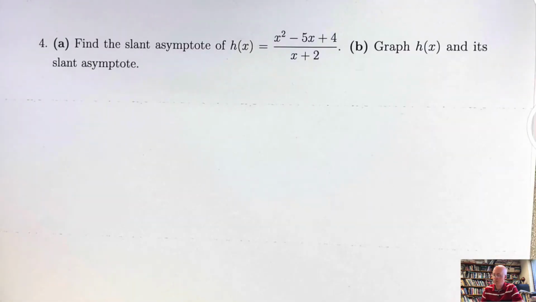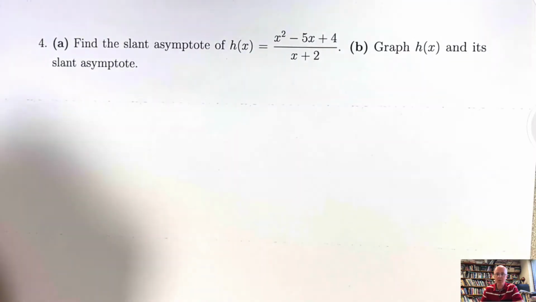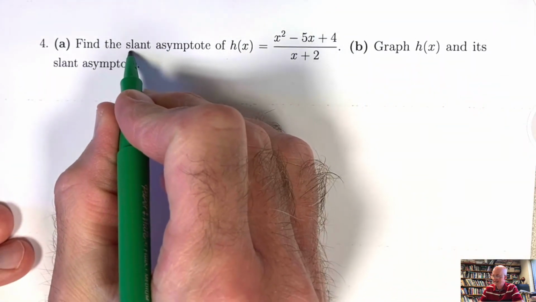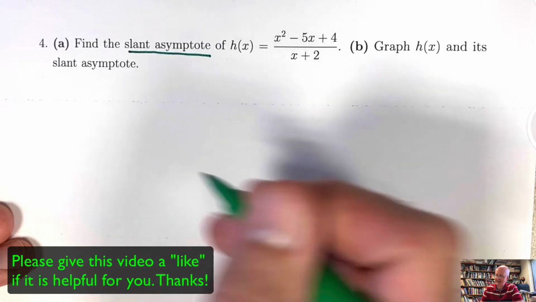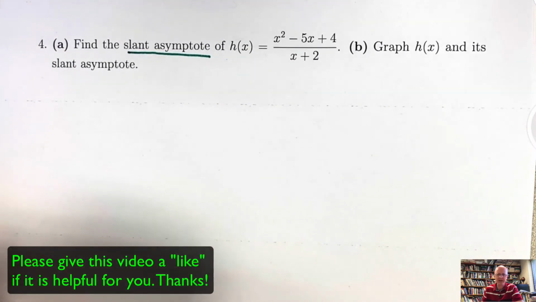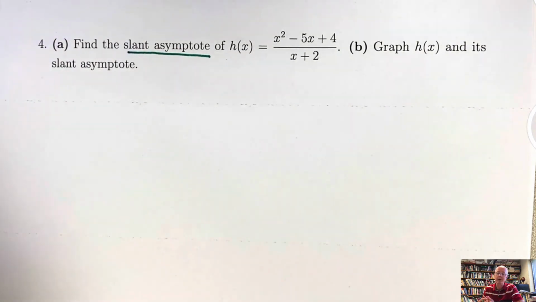In our last problem, we are given a rational function, and we want to first find its so-called slant asymptote, and then we want to graph this function and its slant asymptote. What is a slant asymptote? That's a slanted line, not a horizontal line, but a slanted line with a positive slope or a negative slope that the graph approaches as x goes to plus or minus infinity.